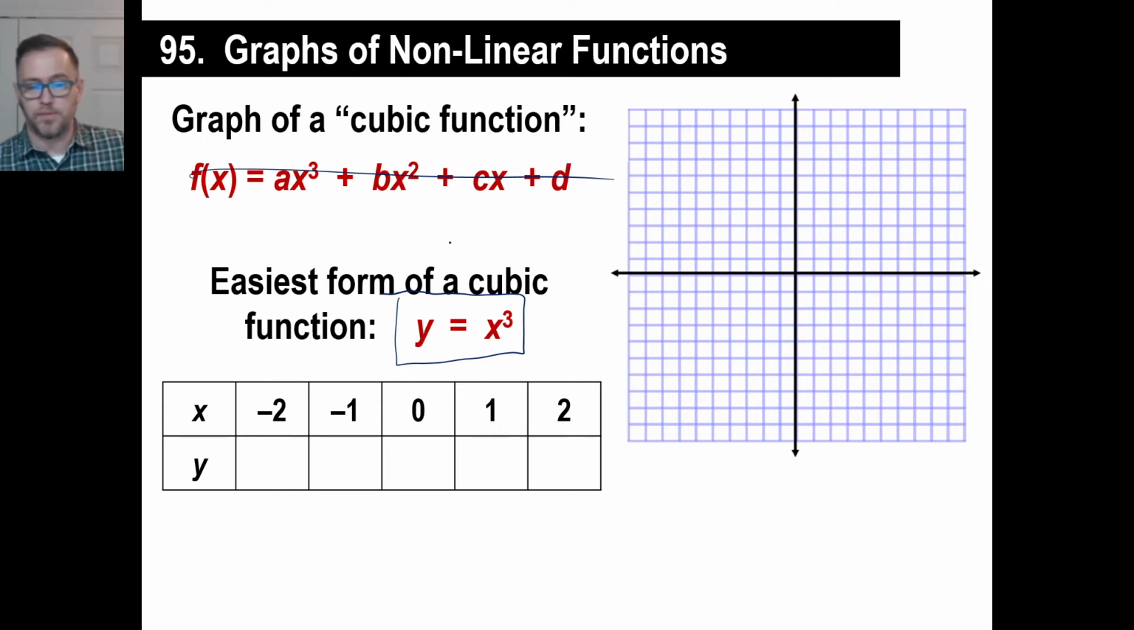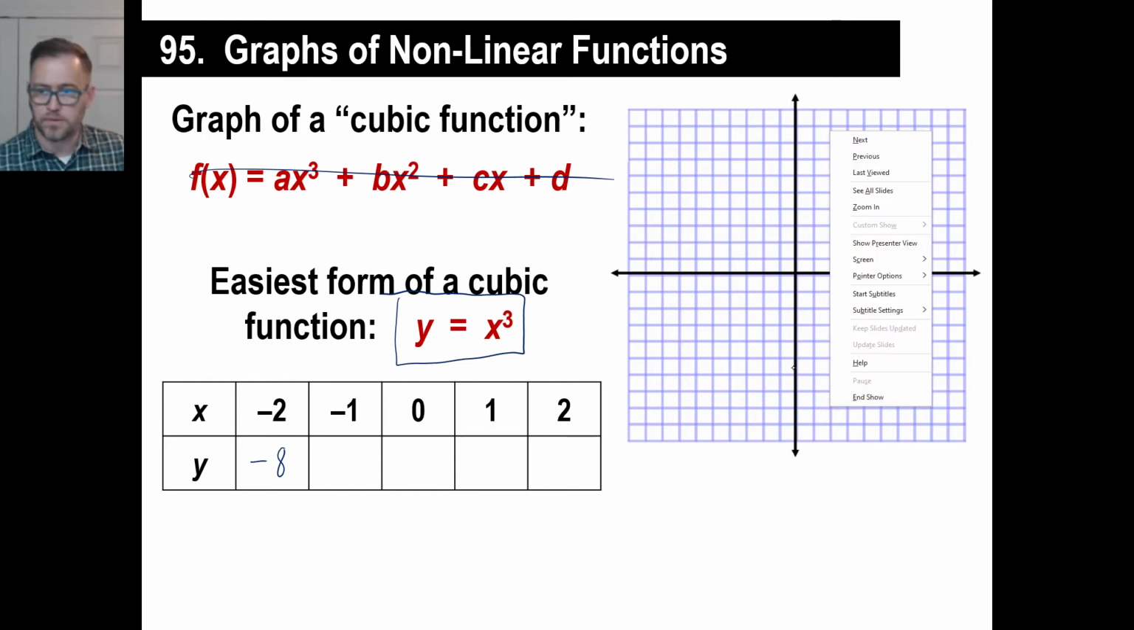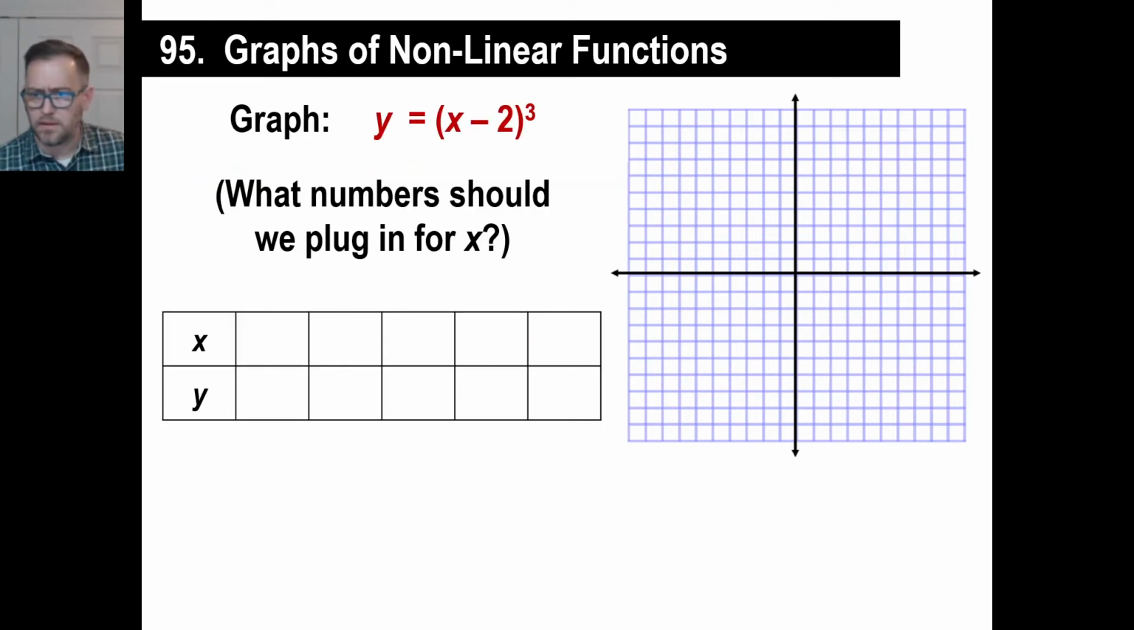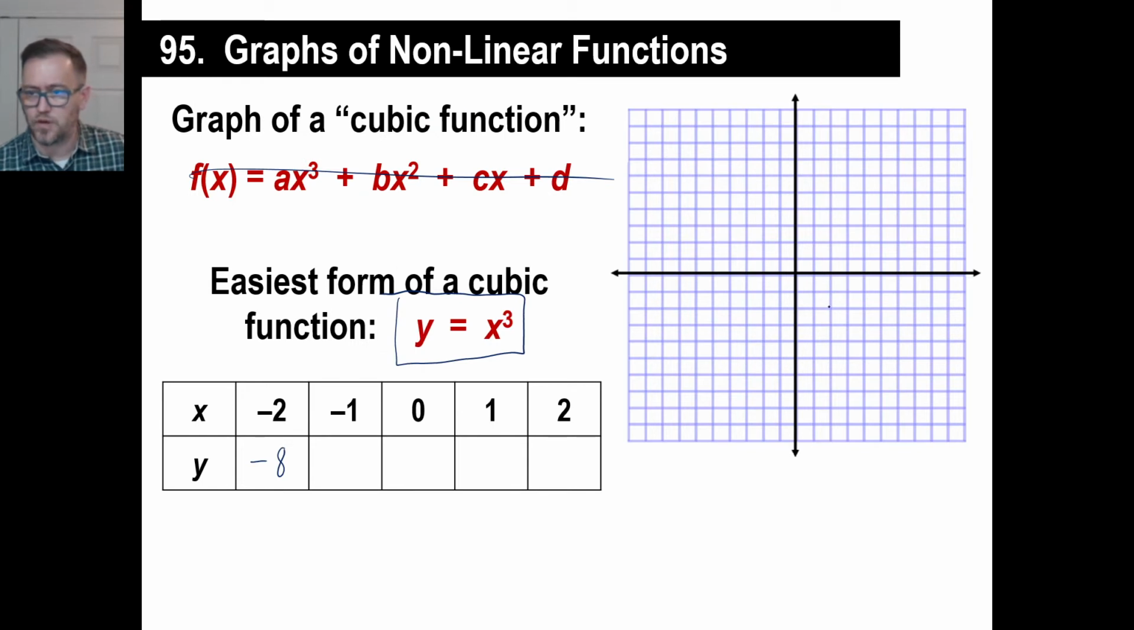Okay, I'm assuming you did that, so let's take a look. If x is negative 2, what is negative 2 times negative 2 times negative 2? Negative 8, right? So negative 2, and then all the way down here to negative 8. Let's go back. Negative 8 is right there. Okay, good.